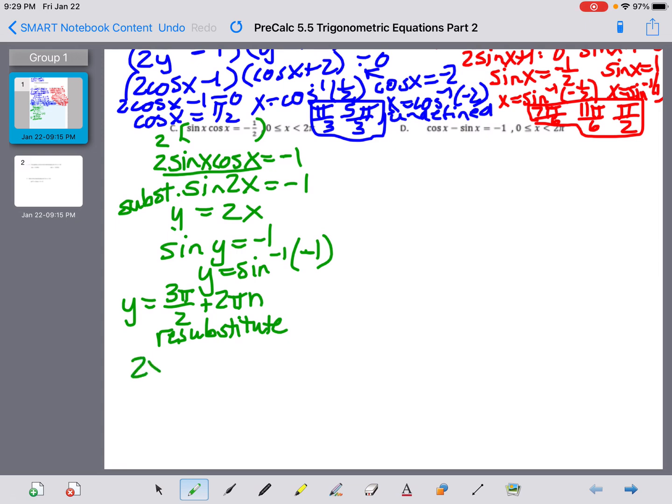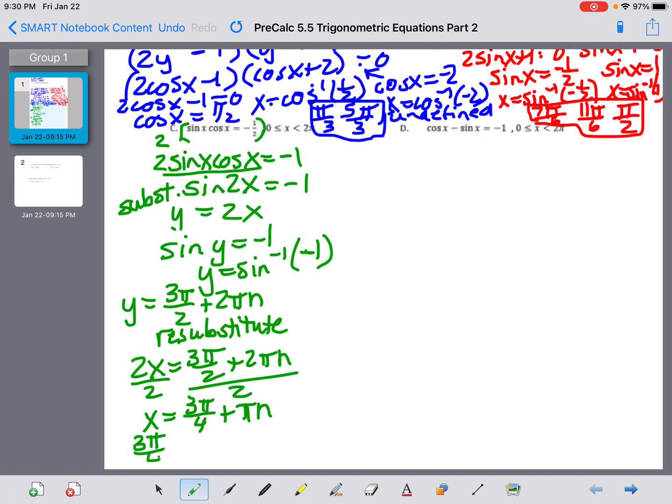So now I'm going to put 2x equals 3 pi over 2 plus 2 pi n. And I need x by itself, so I'm going to divide everything by 2. So x is going to be 3 pi over 4, because divide by 2, divide by 2. 2 pi n divided by 2 is just plus pi n. So if n is 0, okay, then it's just 3 pi over 4. That's definitely in my unit circle.